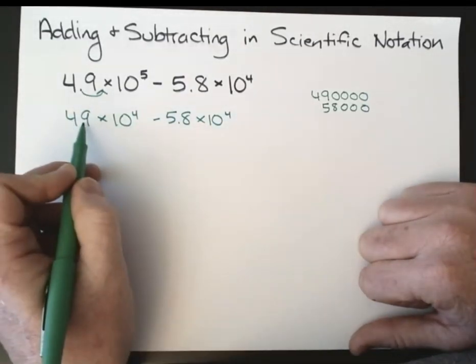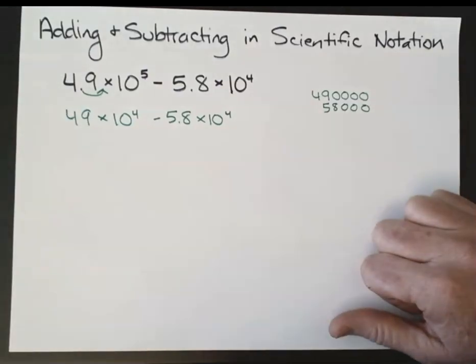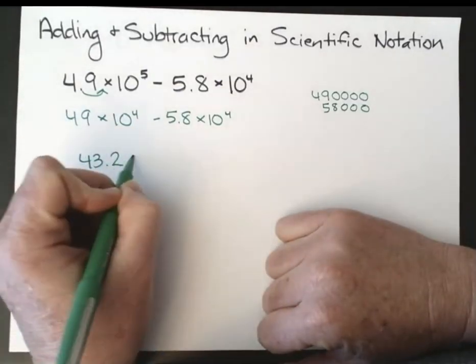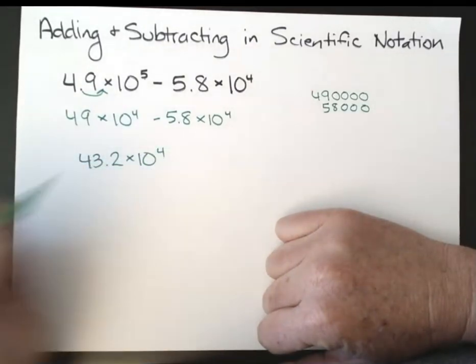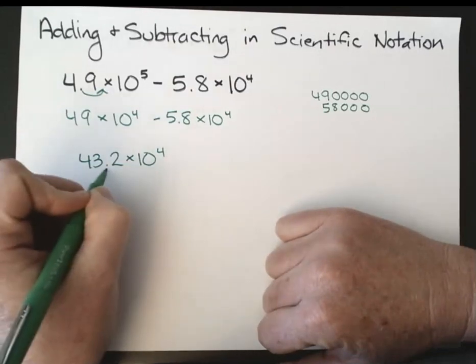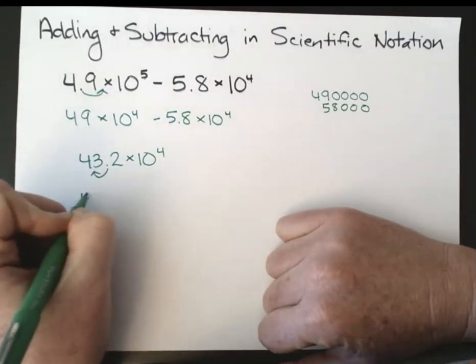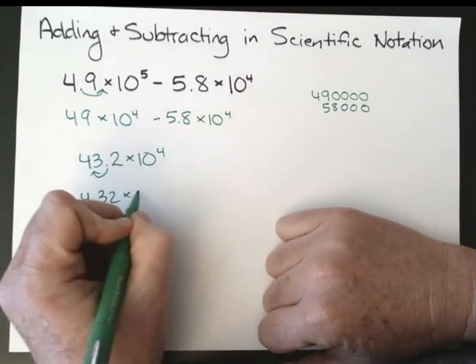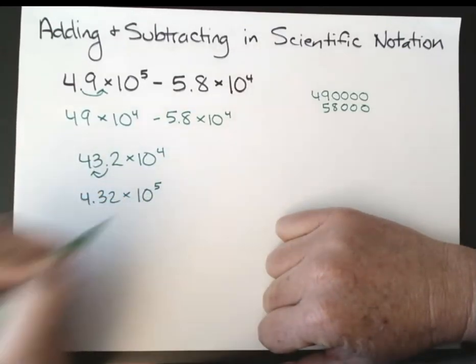So I'm going to do 49 minus 5.8, and that's 43.2 times 10 to the fourth. Okay, this is not in proper scientific notation, so I need to make this smaller, 4.32, smaller by a factor of 10, so I have to make this bigger by a factor of 10 to maintain balance.